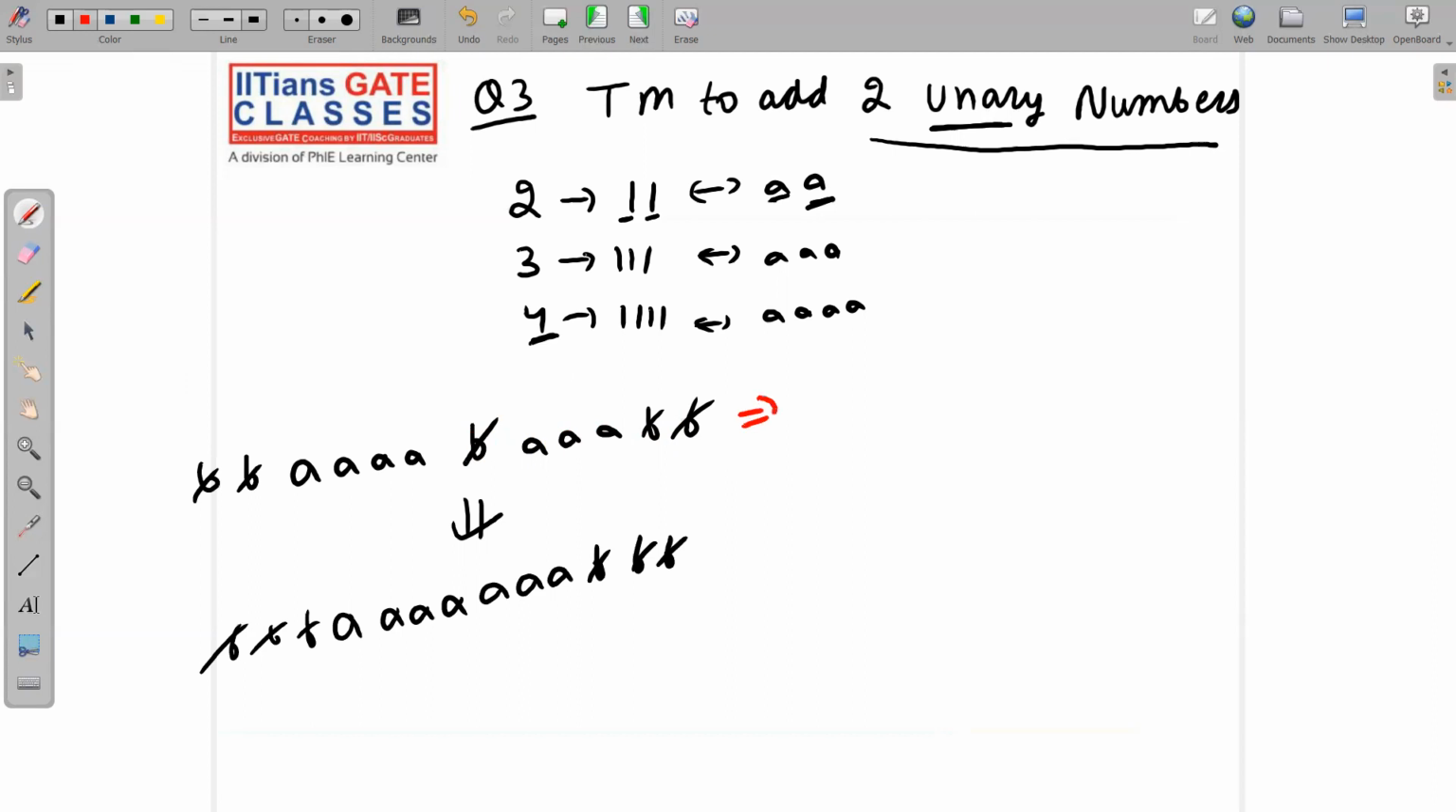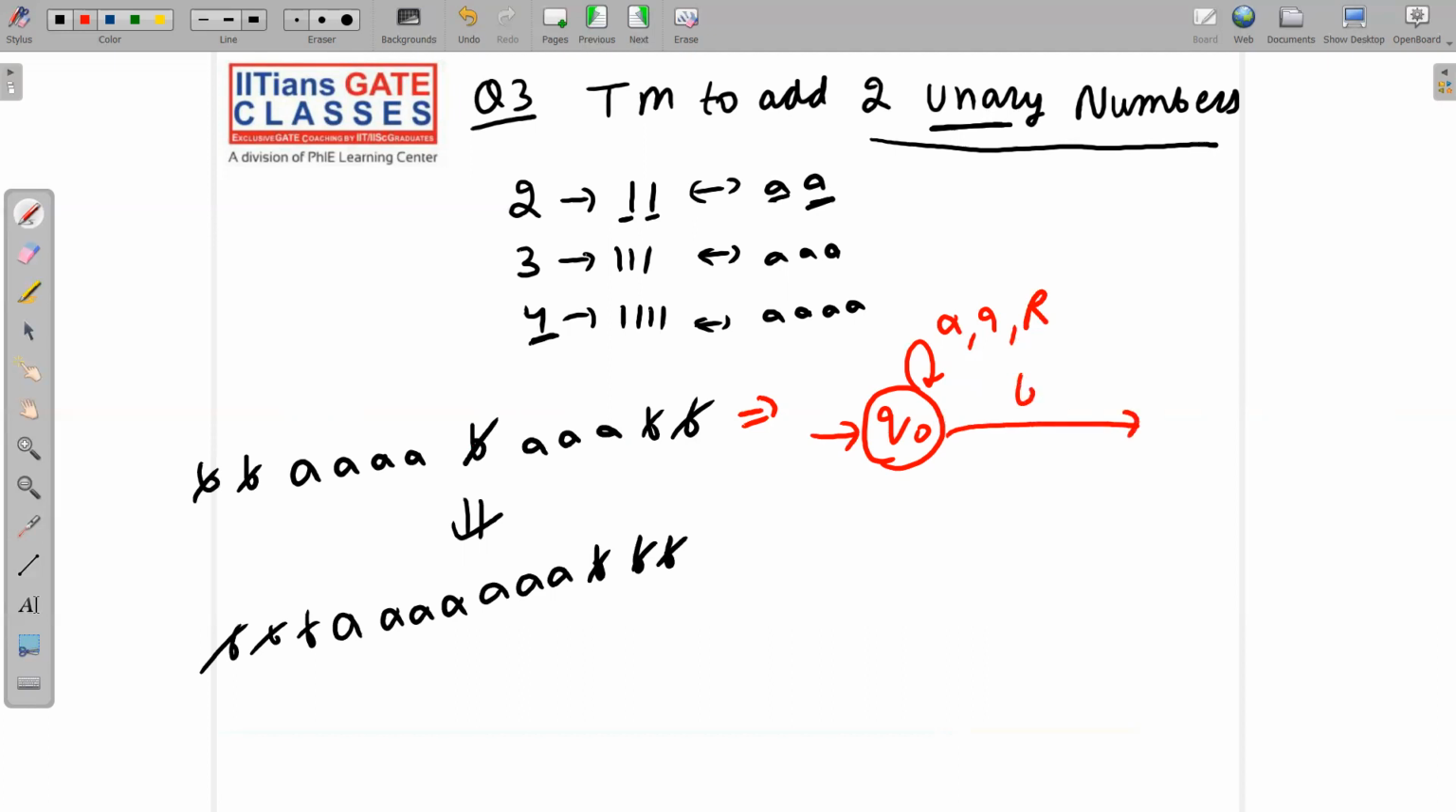So what I am going to do is, see, Q0 will ignore all the A's. It will keep on moving towards the right in search of a blank. So what will we write? The initial state will be Q0. It will ignore the A. A will remain as A. It will keep on moving towards the right.